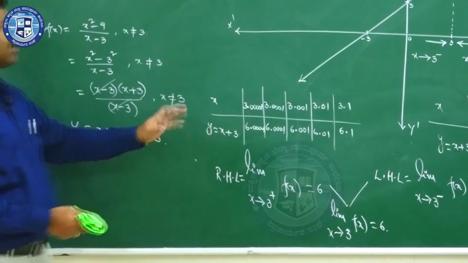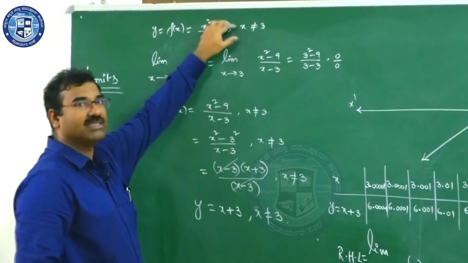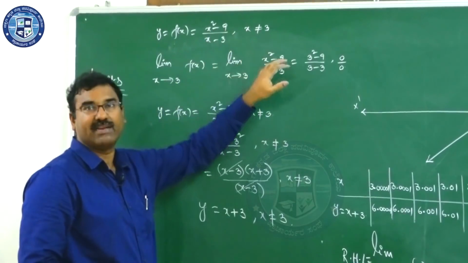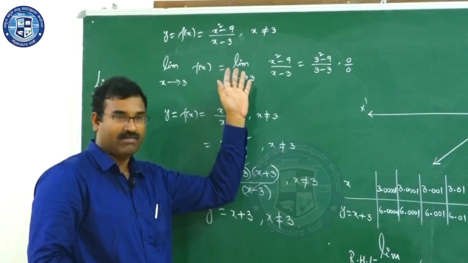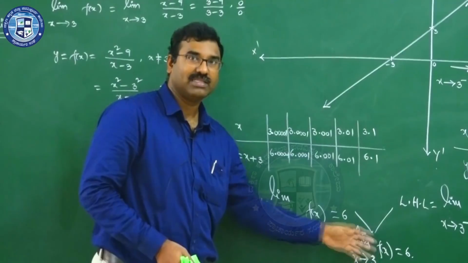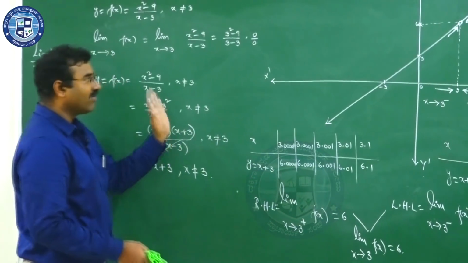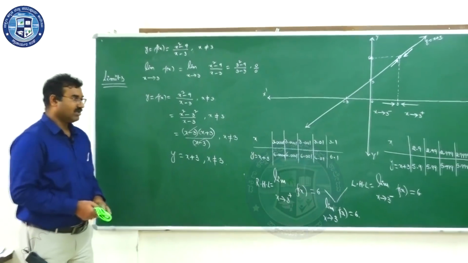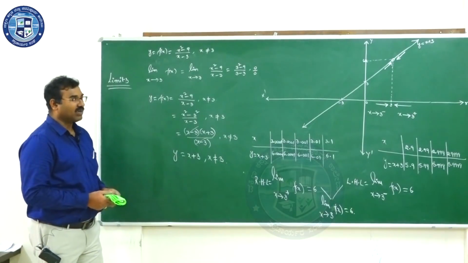When we straight away substitute 3 in this, what happens here? 9 minus 9, 0 by 0 we are getting. It is an indeterminate form. Exactly at 3 what happens we don't know. But when x is coming close to 3, we were able to find out the limiting value is 6, right. So it is one of the good examples to understand more clearly about the limit. I hope you understand better how the limit works.